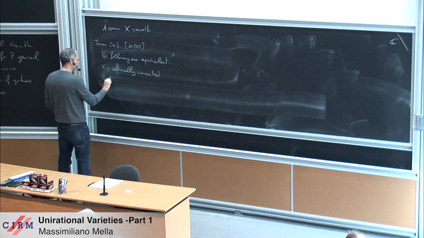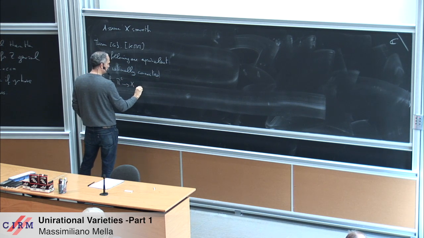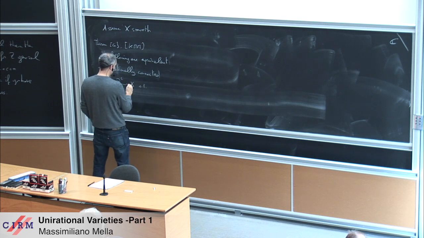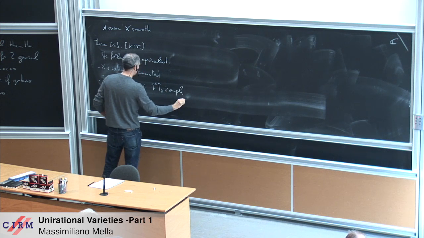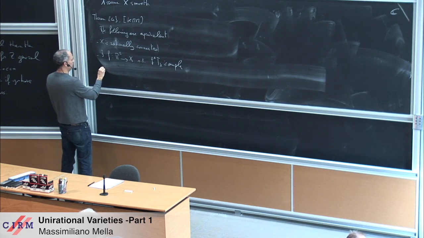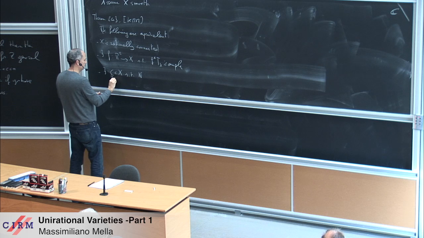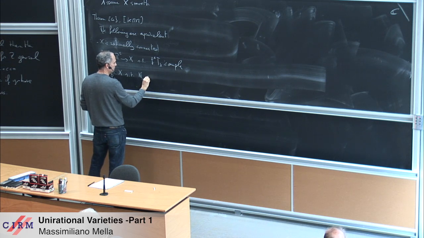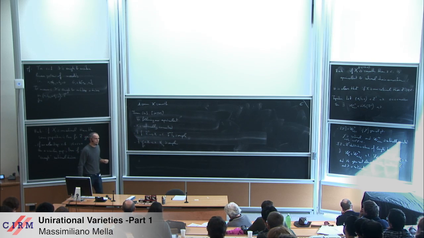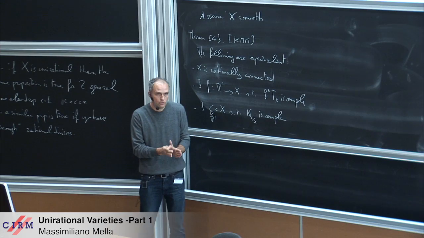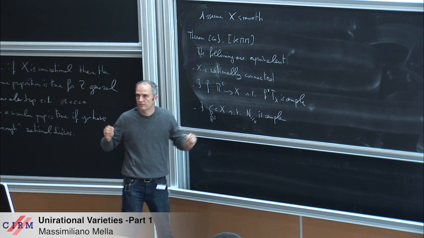There is a morphism from P1 to X such that the pullback of T_X is ample. And there exists a rational curve C in X such that the normal bundle of C in X is ample. So this is a sort of local condition to be rationally connected. It's enough to look at one curve and a neighborhood of the curve, so the normal bundle is ample, so this curve moves and covers your variety.